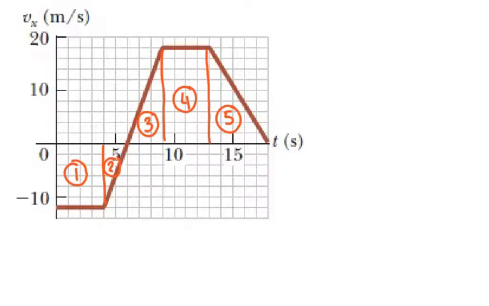Here's another example, and there are 5 areas that I divided it into, and I want you to try to figure out the distance and the displacement traveled by this object. And again, pause it, do your calculations. I'm going to do my calculations, and I'm going to go over them quickly after you're done and I'm done.